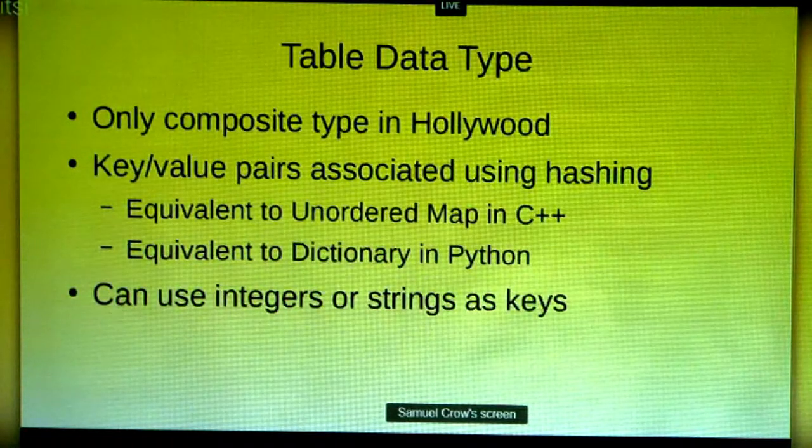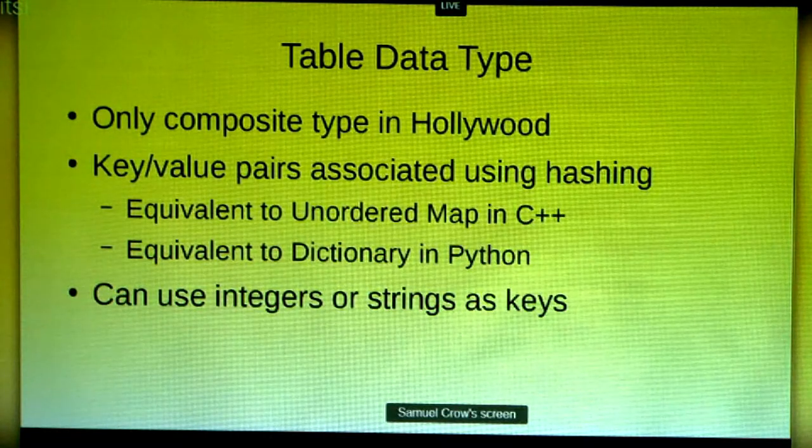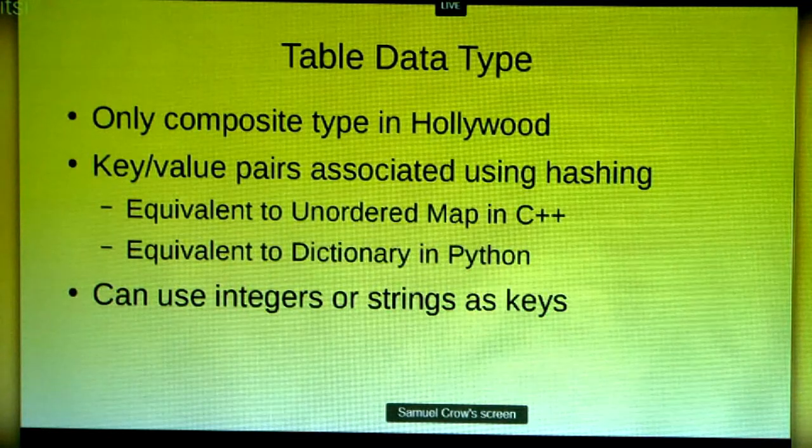Table is the only type in Hollywood that can store other types. For each key in the table, there is a value. Stored values can be any type recognized by Hollywood, including other tables. Only the integer type or string type can be used as keys, but floating point has rounding problems, and tables also cannot be keys to other tables.